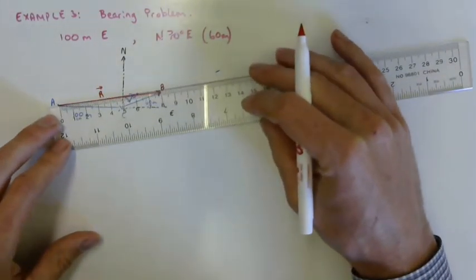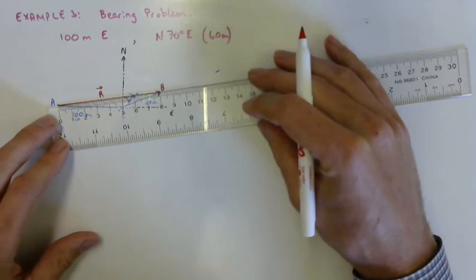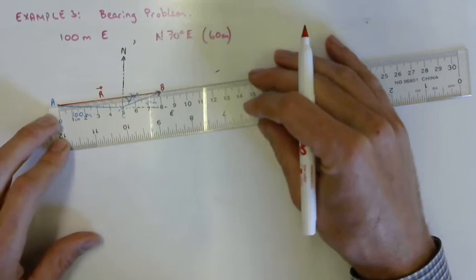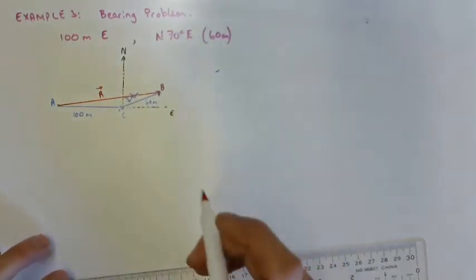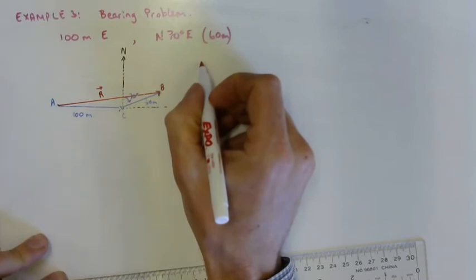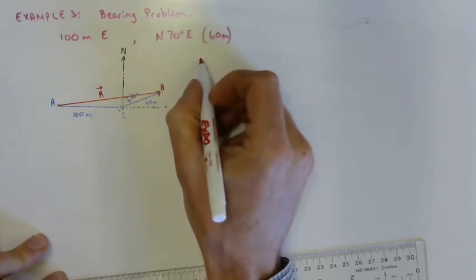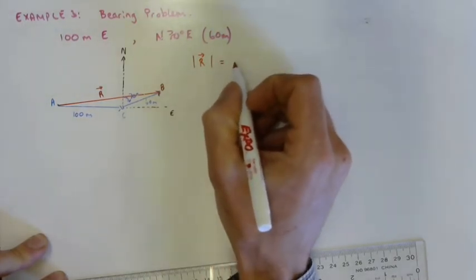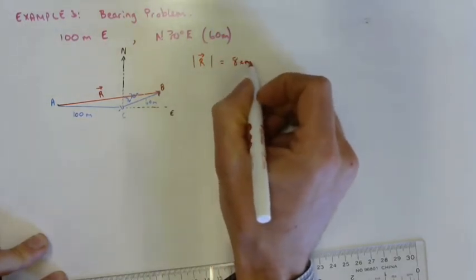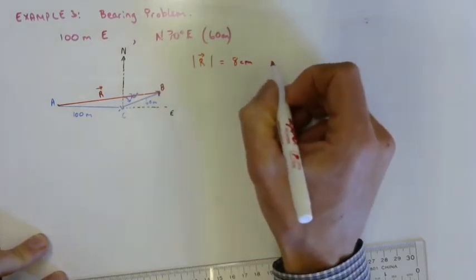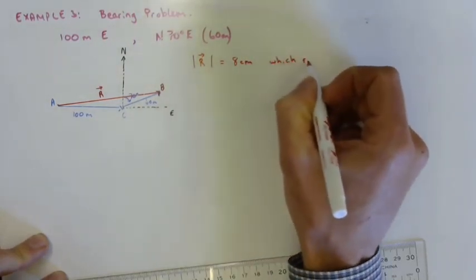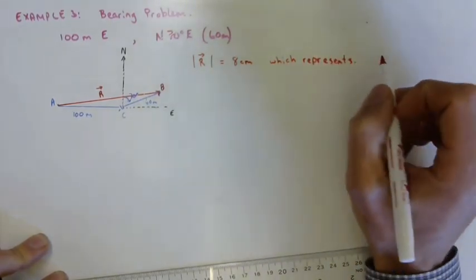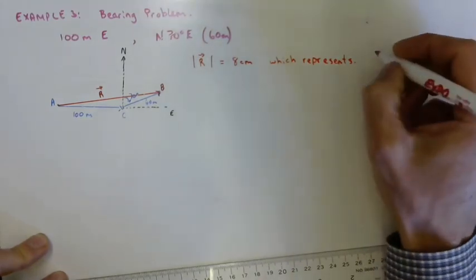So first, the magnitude here. I'm at 8 centimeters. So the length, if I'm doing magnitude, right, I'm just taking the absolute value of r. It is 8 centimeters on my diagram, which represents, I need to multiply that by 20. So that's going to be 160 meters.